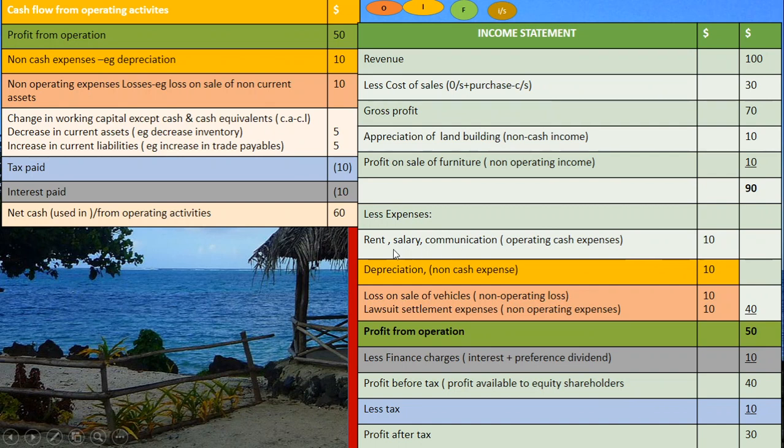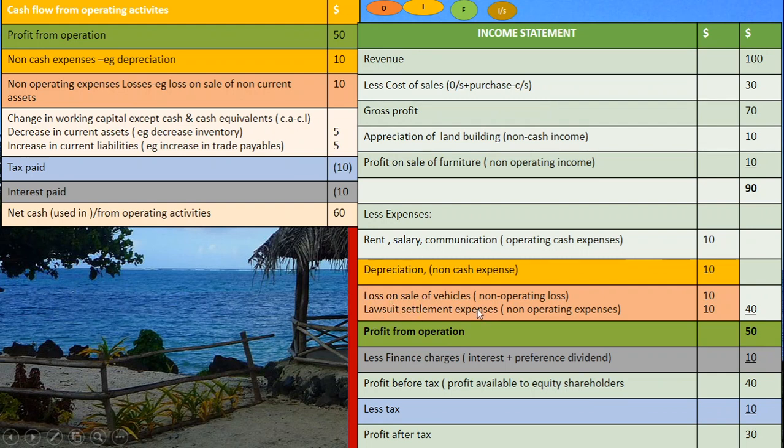Now non-operating expenses means those expenses that are not normal expenses of the business. For example, your loss on sale of vehicles. See, we don't sell vehicles frequently. That is not a normal activity of the business. So loss on sale of vehicle is a non-operating loss. Lawsuit settlement expenses: the company could have to incur court expenses when someone files a case against the company.